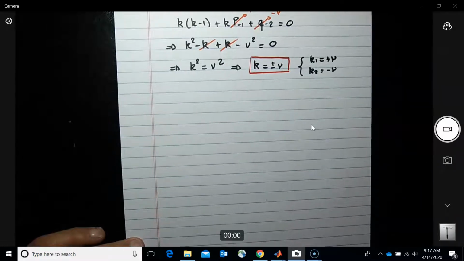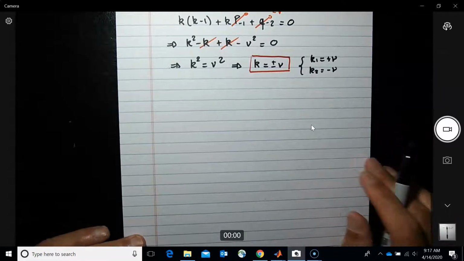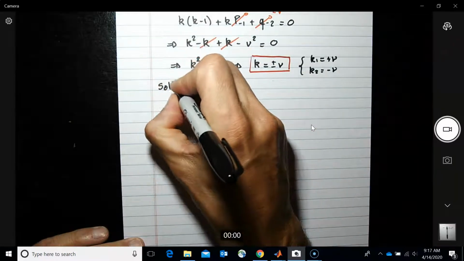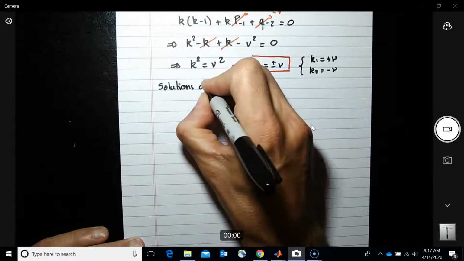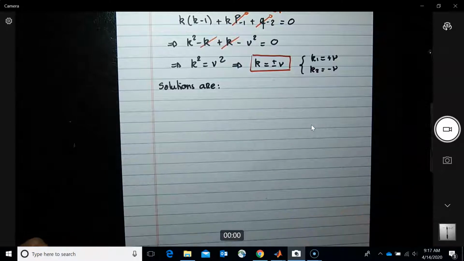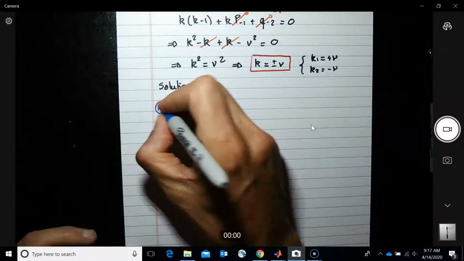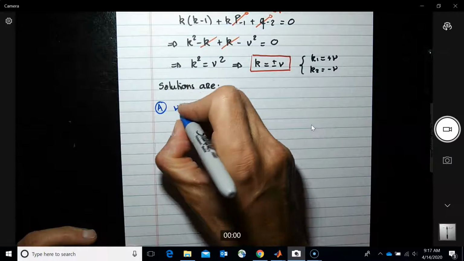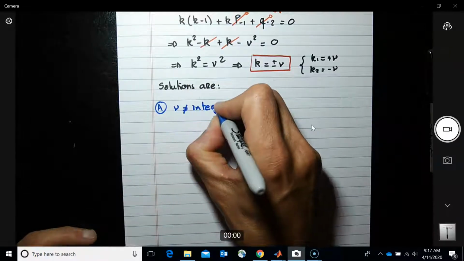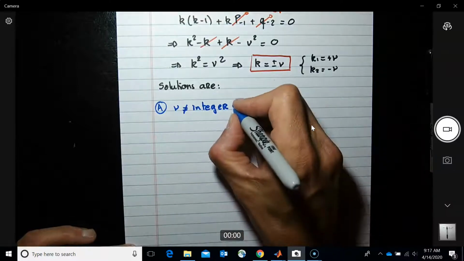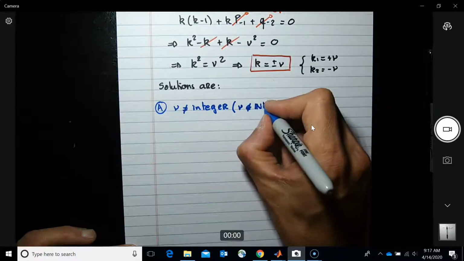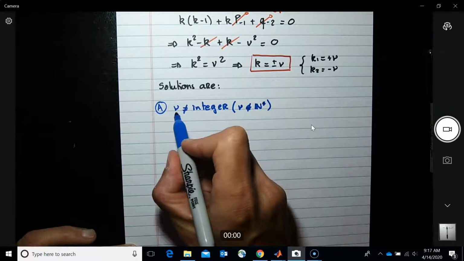Alright, so that means that we'll have different types of solutions. The solutions are, we're first going to look at the case, let's say case A. Let's say that mu is not an integer, or not an element of N star, which is N excluding 0.